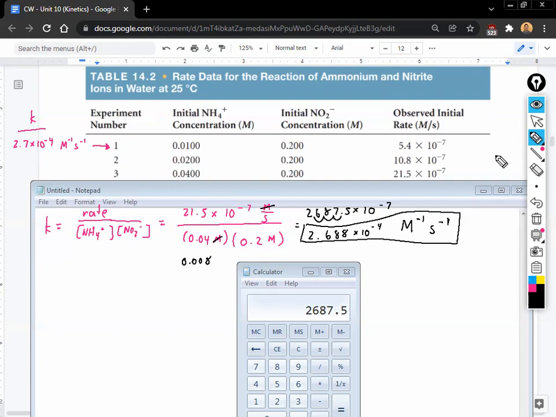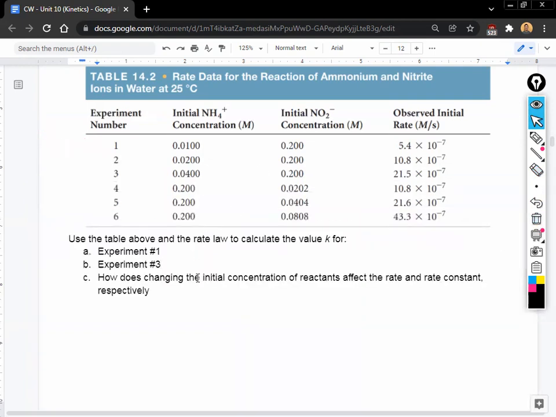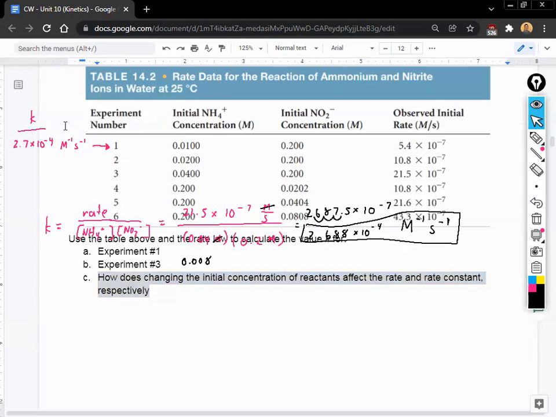Okay, so now we're going to go on to the last part of this problem. So I have the K for experiment 1 right here, what we just did. And then we have the K for experiment 2 or 3. So what I want you guys to do now is see if you can figure out the pattern. Does changing the initial concentration of reactants affect the rate and the rate constant? How does it change it? Okay, so what I mean by that is we have the K value for experiment 1 and we have the K value for experiment 3, right?